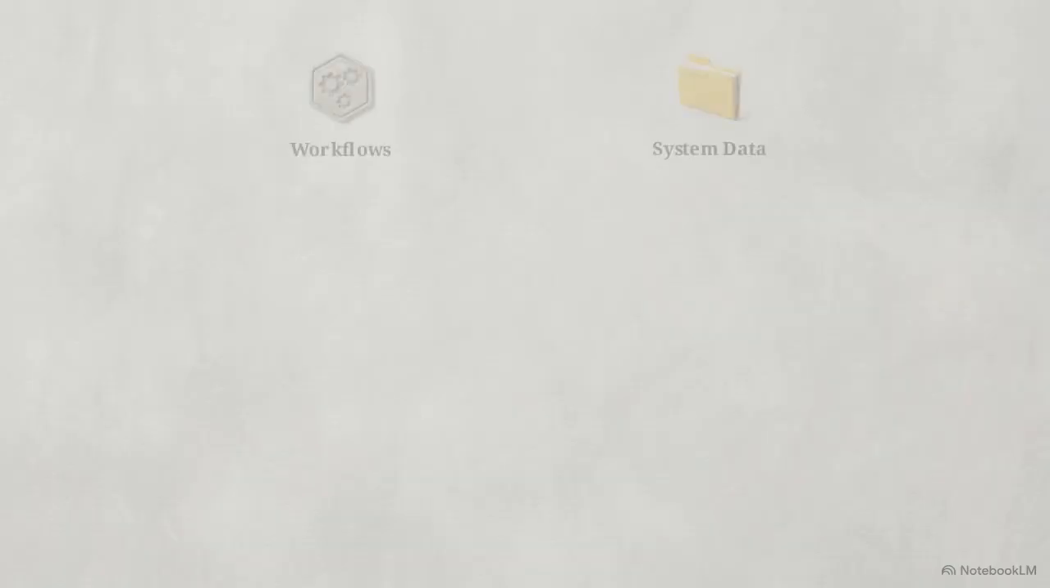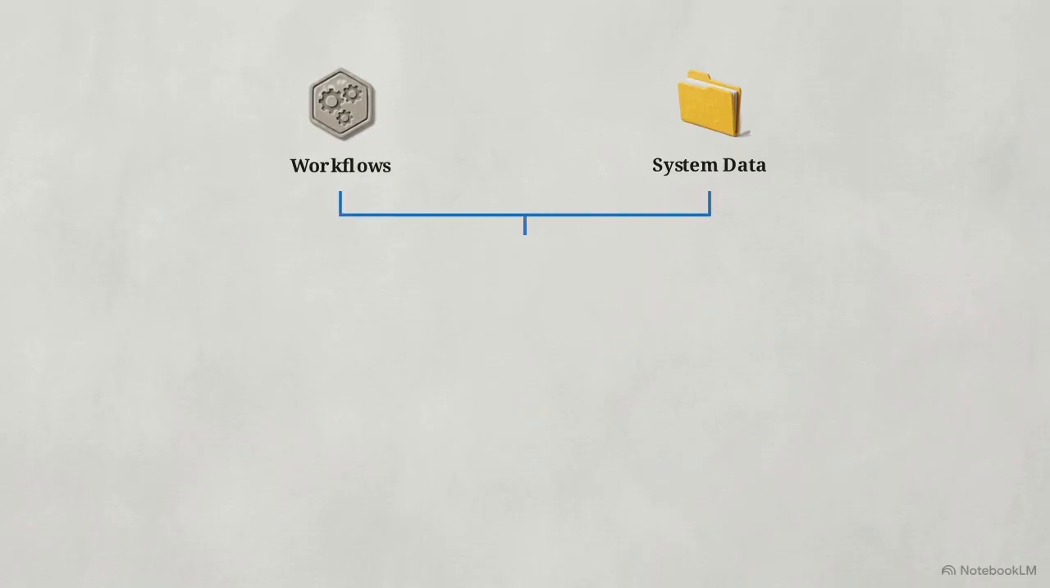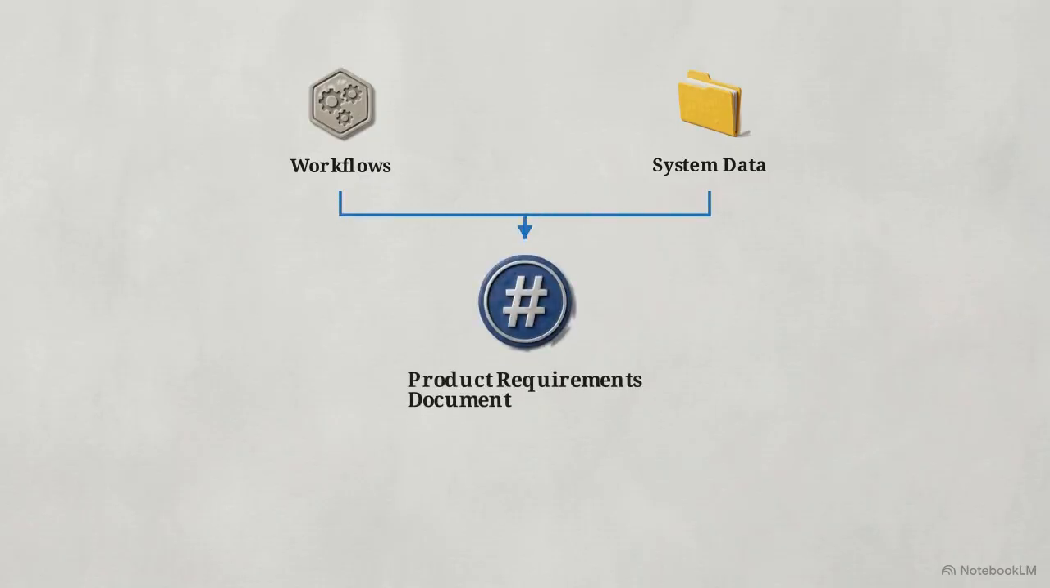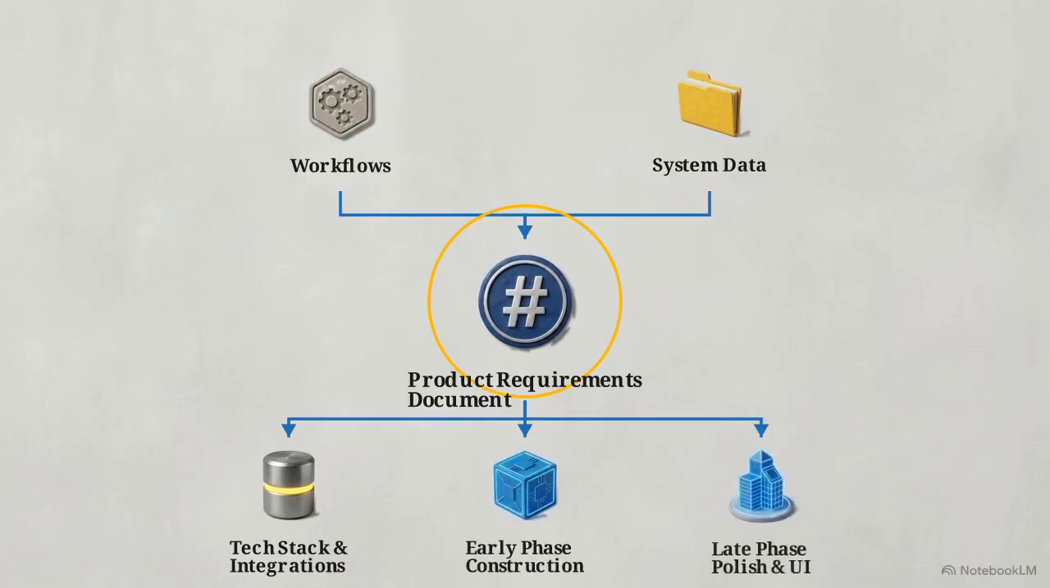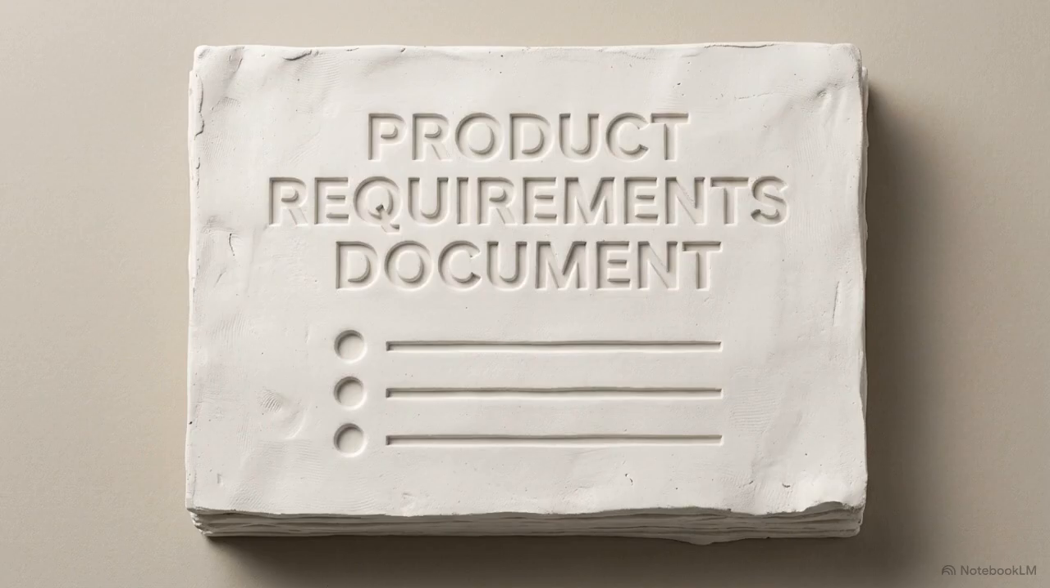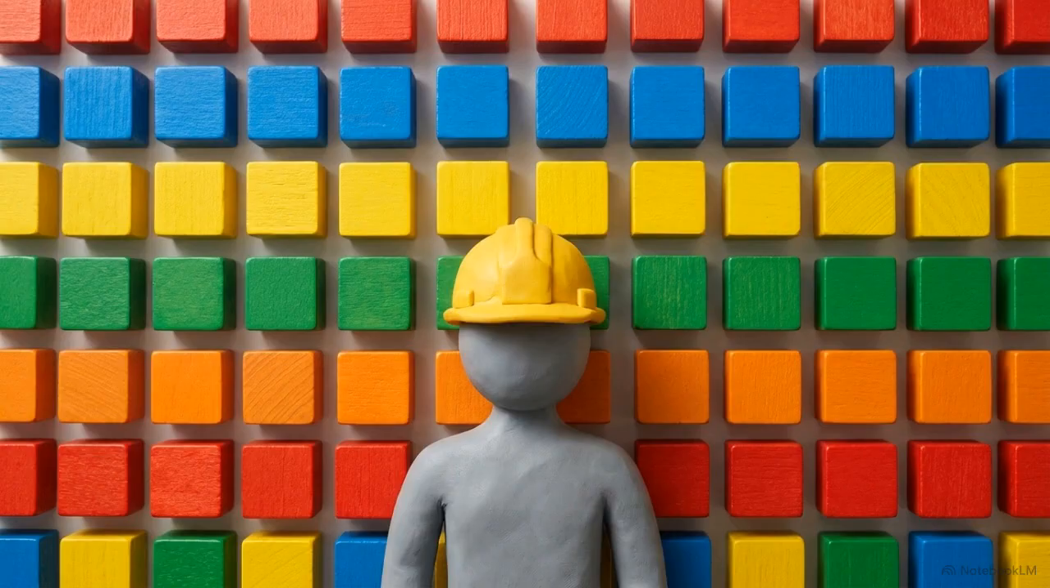This flowchart illustrates our planning stage. We explicitly instruct Claude not to write code yet, but to output a strict Product Requirements Document, or PRD. This foundational blueprint defines our tech stack, integrations, and breaks the build into early and late construction phases. By forcing the AI to create this document first, we stop it from making wild assumptions and hallucinating code that doesn't fit our system. We are treating the AI as a project manager, guaranteeing a structured, executable construction plan.